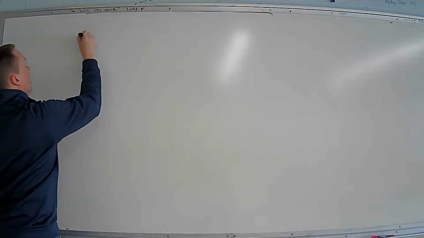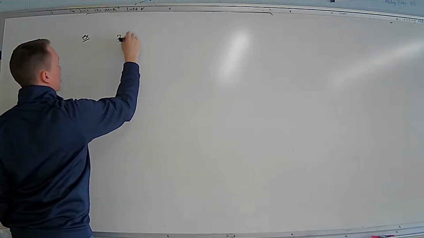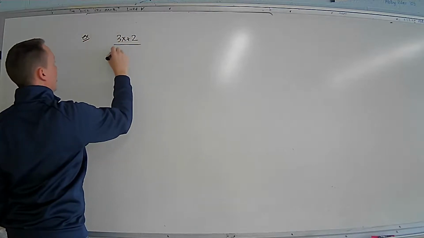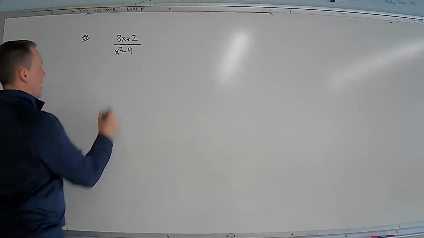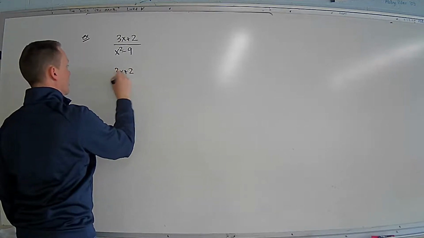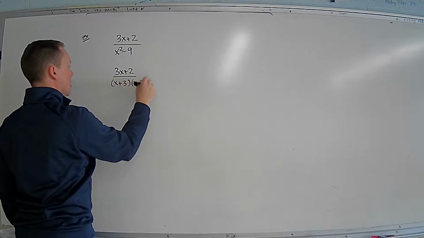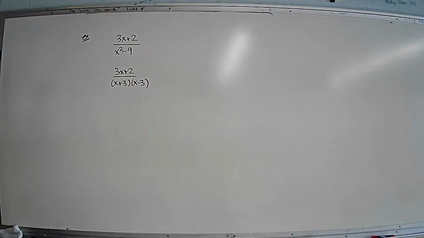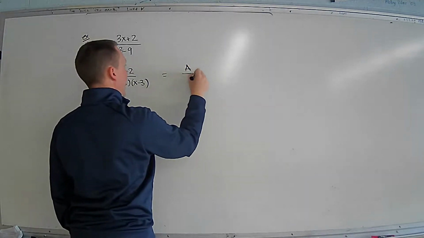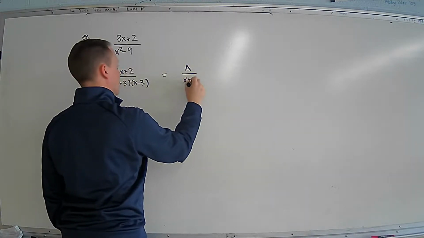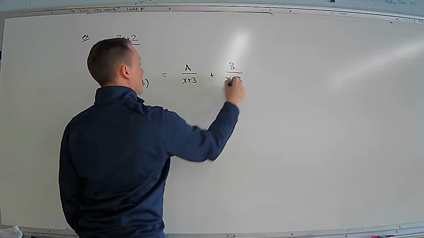Okay, here we go. Let's just make something up here. How about 3x plus 2 over x squared minus 9? Okay, so we're going to break that up. First, we're going to factor the denominator, and then we're going to say, okay, that's equal to A something over x plus 3, and then something else over x minus 3.